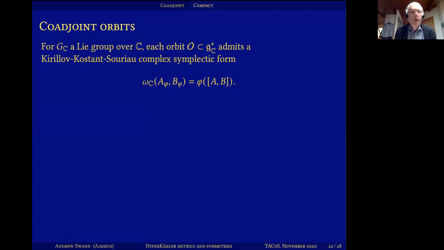So if you take two tangent vectors generated by the algebra elements A and B, and you're at some linear form phi, then omega C at that point is just phi evaluated on the Lie bracket of A and B. So that is actually a genuine complex symplectic form on any co-adjoint orbit.